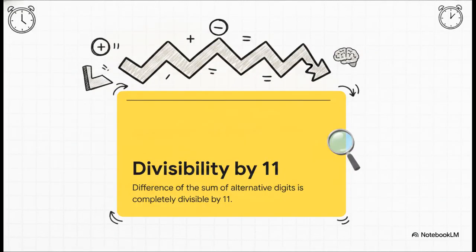And then there's 11. The rule for 11 looks like this crazy zigzagging puzzle where you subtract the sum of alternating digits. You basically add up the first, third, and fifth digits, then add up the second, fourth, and sixth digits. Subtract one total from the other. If the difference is 0, or 11, or 22, you've instantly cracked one of the most stubborn prime numbers out there. It completely bypasses the massive headache of actually trying to divide by 11.